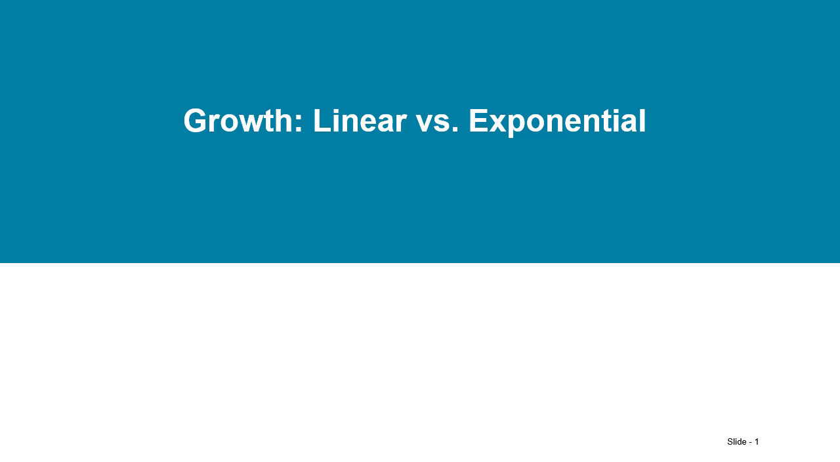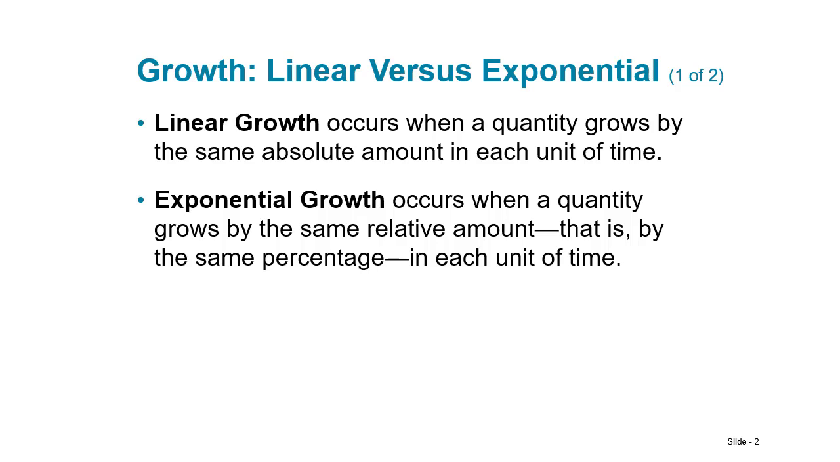Welcome to our discussion on growth, looking at the differences between linear and exponential. So linear growth occurs when some quantity grows at a constant rate, right? So it grows by the same amount over each unit of time. So the same amount per day, per week, per year, per month, whatever.